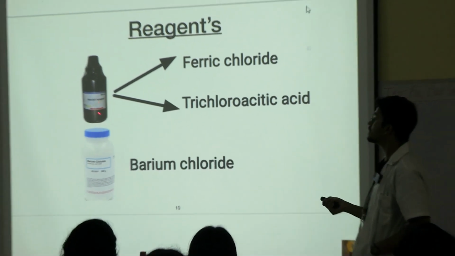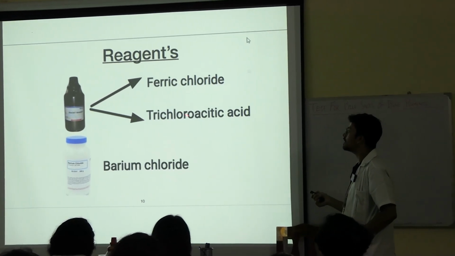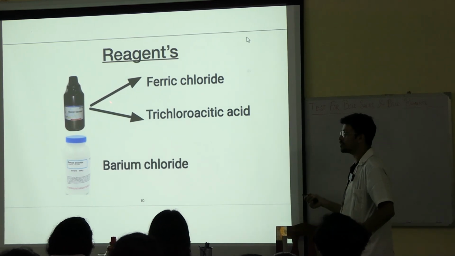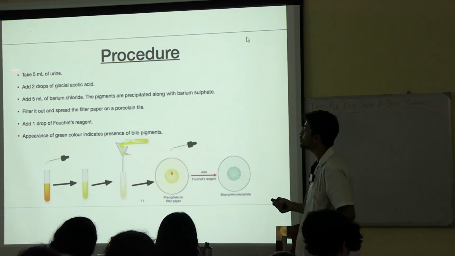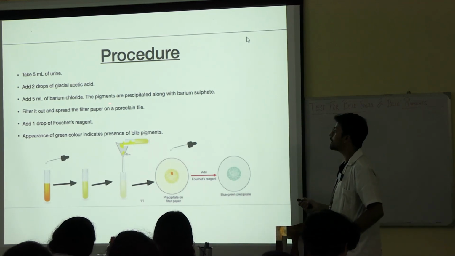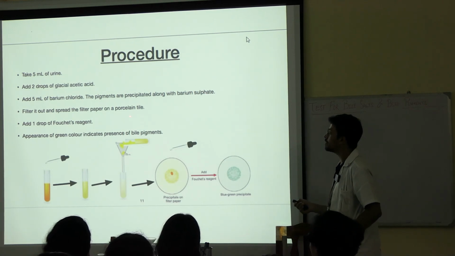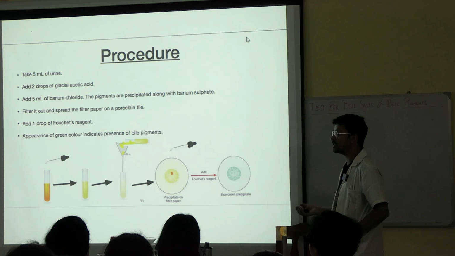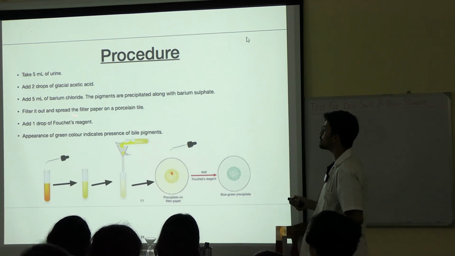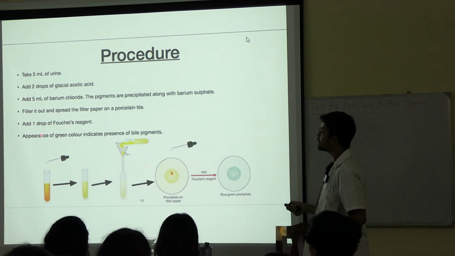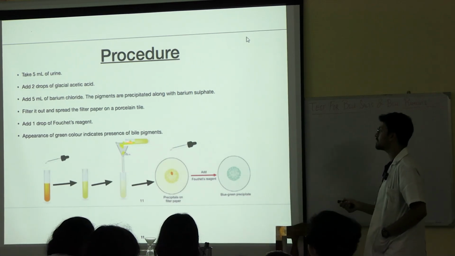This is Fouchet reagent, nothing to write from here, just an image. Fouchet reagent contains what? Ferric chloride, FeCl3, and trichloroacetic acid, and barium chloride. These two are the reagents we are using, okay? And this is the procedure. Take 5 ml of urine, add 2 drops of glacial acetic acid into it, 5 ml of barium chloride into it, and the pigments will precipitate along with the barium sulfate. Fine. Then we have to filter it out and spread the filter paper on a porcelain tile. Porcelain tile means a clean tile where you can see the color properly. Once you see it, you add 1 drop of Fouchet reagent into it. Okay. And the color will change from yellow color to green color. Okay, this is where it is. The sample is there, some animated photo is there.